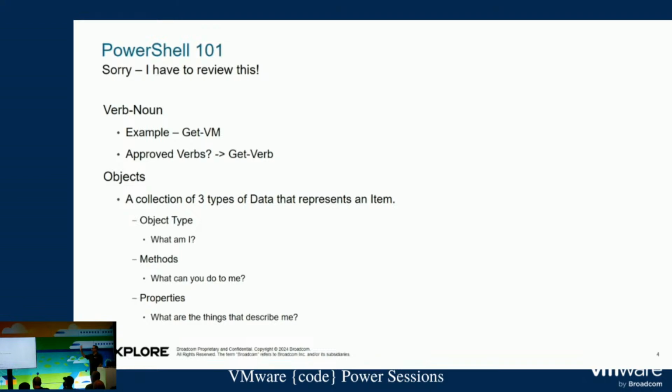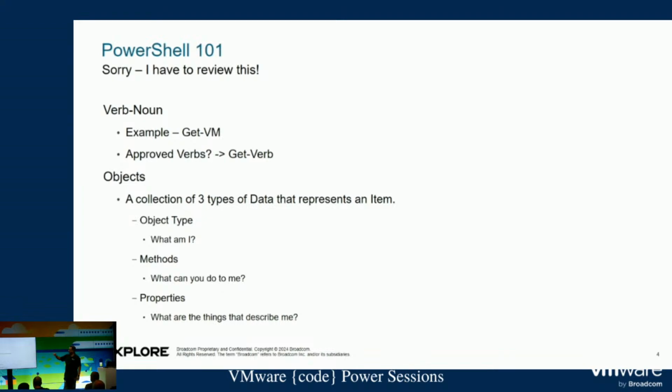All right. PowerShell 101, I'm sorry, we have to do it. Verb-noun: Get-VM, Shutdown-VMGuest, Get-Process. Verb, do something. There are approved verbs. Please use the approved verbs. I really like standardized PowerShell, so if you ever ask me to review your stuff, I'm gonna be mean if you don't use approved verbs.